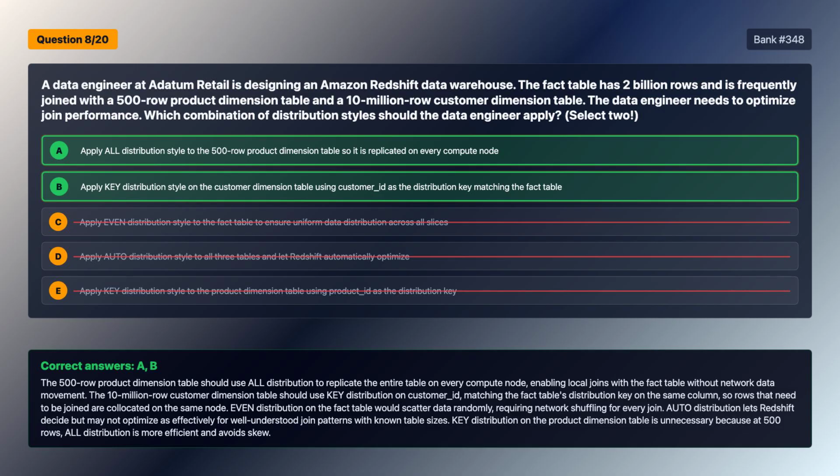Even distribution on the fact table would scatter data randomly, requiring network shuffling for every join. Auto distribution lets Redshift decide, but may not optimize as effectively for well-understood join patterns with known table sizes. Key distribution on the product dimension table is unnecessary because at 500 rows, ALL distribution is more efficient and avoids skew.